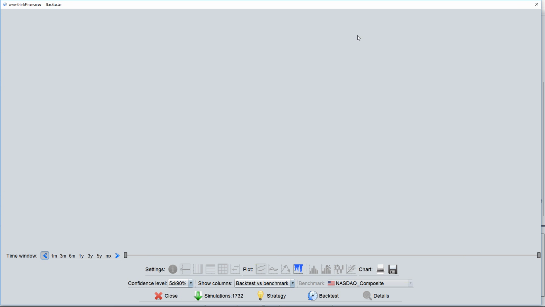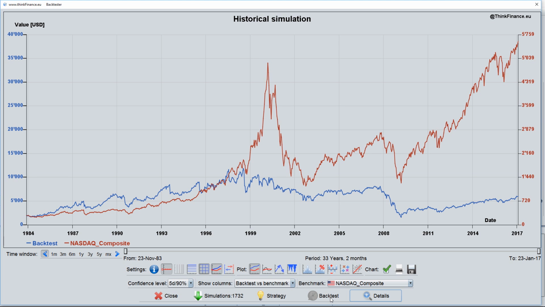So this is the main window of the backtester. And if you just want to run a backtest, all you have to do is click on the backtest button here. And you see the chart shows the backtest in blue versus a market benchmark in red. Now the backtest has been calculated by reevaluating the portfolio back in time on a weekly basis.